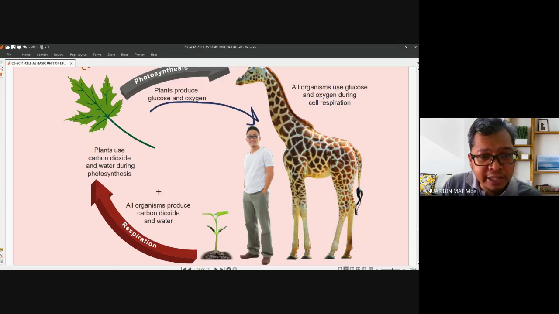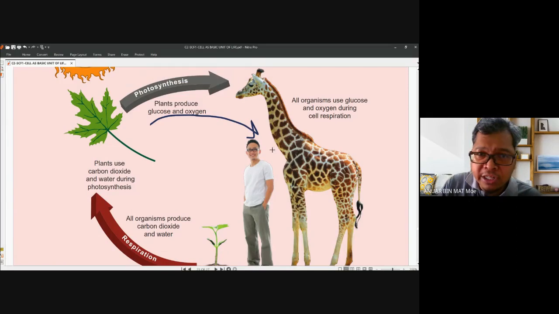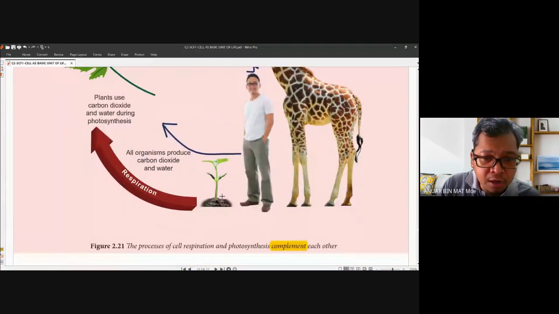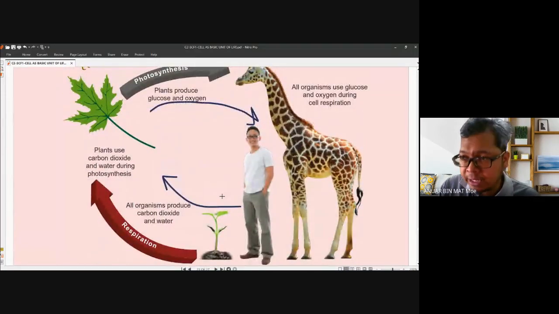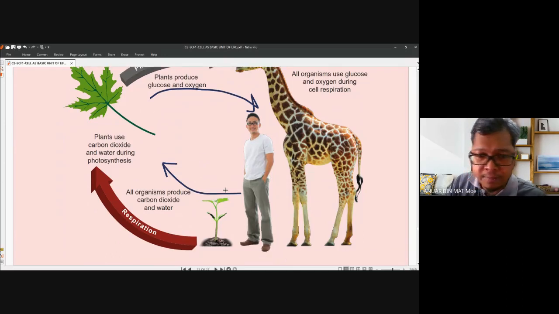Respiration needs oxygen from photosynthesis, and photosynthesis needs carbon dioxide from respiration. This is what we call the cycle, the cycle of respiration and photosynthesis. Okay, this is the cycle. Photosynthesis needs carbon dioxide from respiration. Respiration needs oxygen from photosynthesis. Okay. Right. So any question?